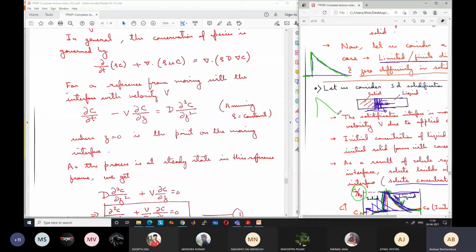And at another instant of time, the concentration gradient is like this. So the concentration gradient is actually moving forward because the solidification is moving forward. But from your moving reference point, you always see a static solid concentration gradient. Now this equation, the conservation of species, has an unsteady term, an advective term, and a diffusive term.